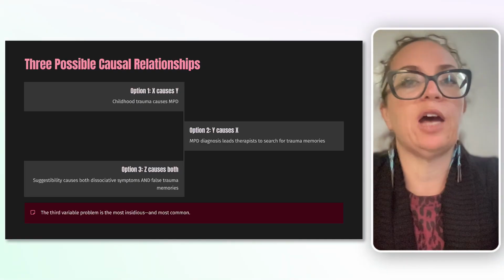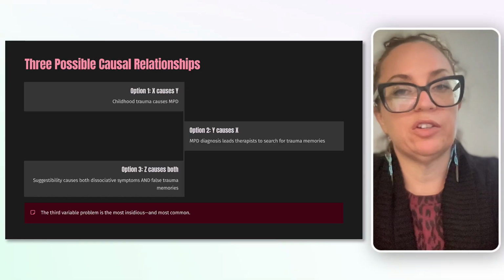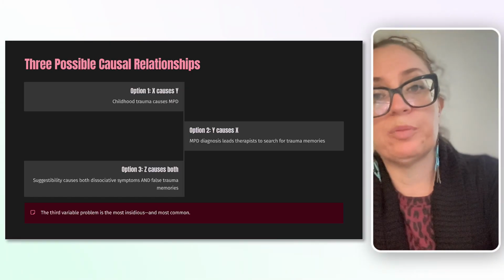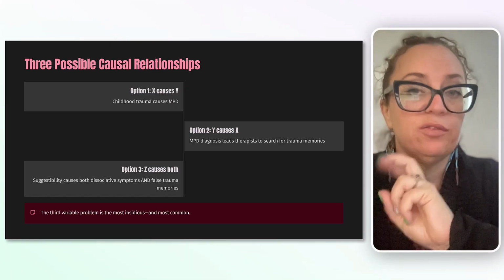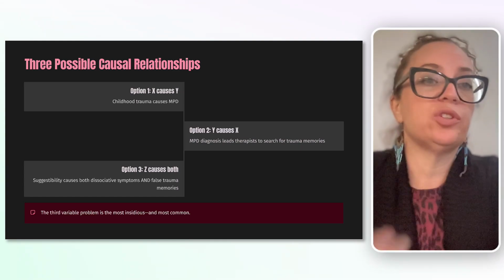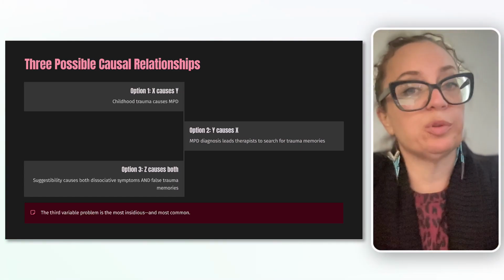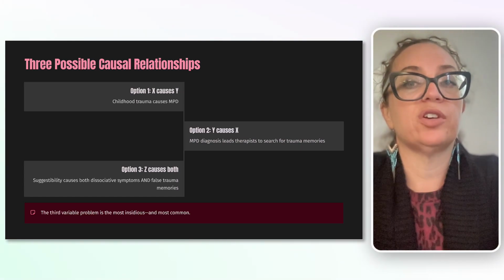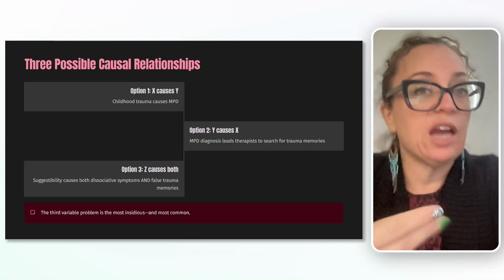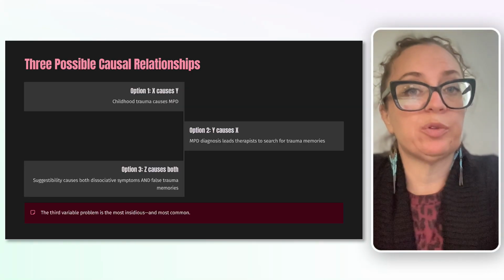But here's what could happen. A diagnosis of multiple personalities might cause therapists to search for trauma memories. They might encourage patients to recover memories of abuse. The diagnosis comes first in this case, and then the trauma reports follow. So the direction of causation is reversed. And this actually happened, by the way. Remember from chapter 1, that story?